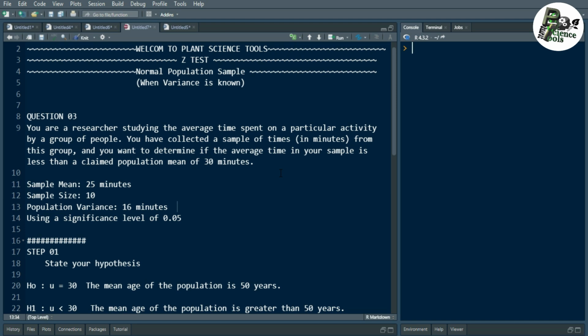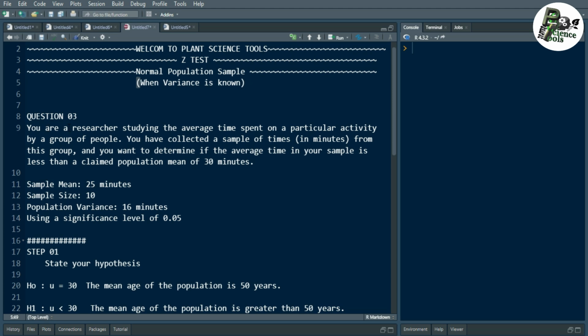In this video we will discuss the z-test, but with a special case: testing the z-test when the variance is known. In the previous two videos we did the z-test where the standard deviation was given but the variance was not. In this question, the variance is given but the standard deviation is unknown. So let's start today's question.